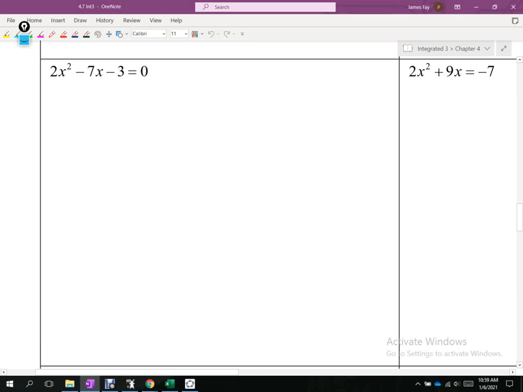Wait, what are we doing? Homework. Notes. We'll go through some examples here.